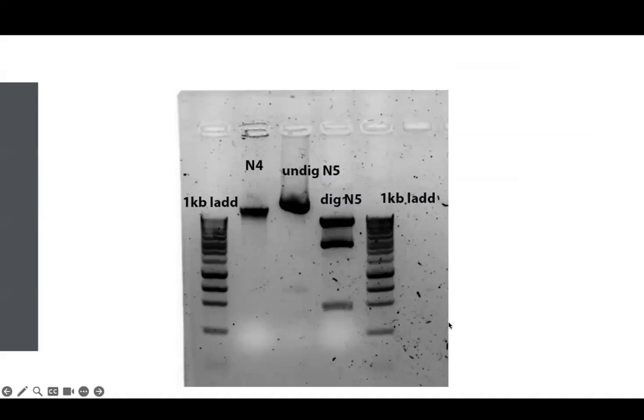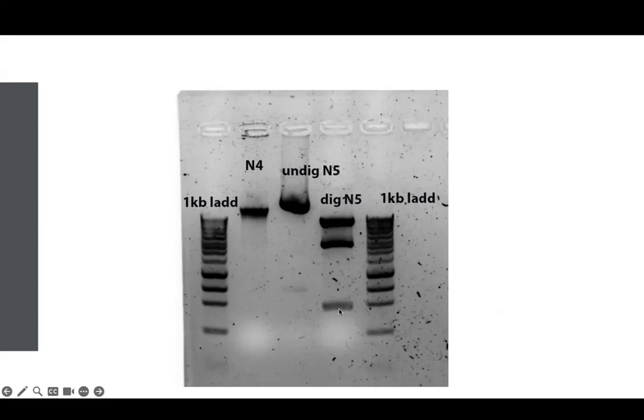We first digested number 5 using PST1 again and ran number 4, undigested number 5, and digested number 5 in the gel, producing the image you see on the screen. The higher band in number 4 and both number 5 samples represent the plasmid. The middle band in digested number 5 represents the expected fragment produced by the PST1 enzyme.